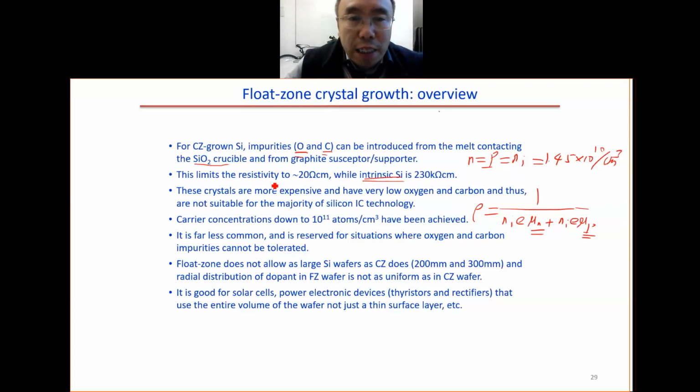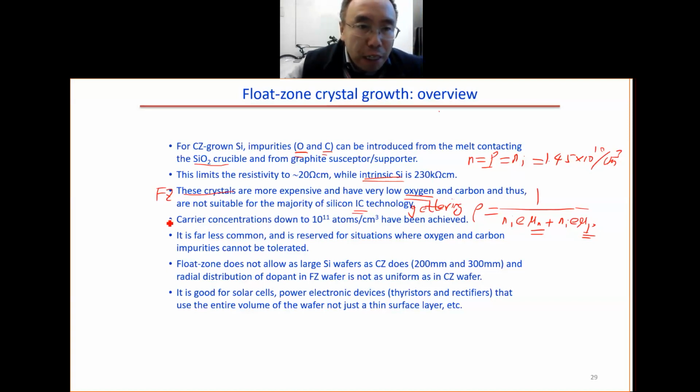So that means when we want higher resistivity, pure silicon, we need to go with the float zone growth. This FZ crystal is more expensive and has very low oxygen and carbon. That is not suitable for IC manufacturing. For IC manufacturing, we need oxygen for the gettering process. We will talk about the gettering process in the next chapter.